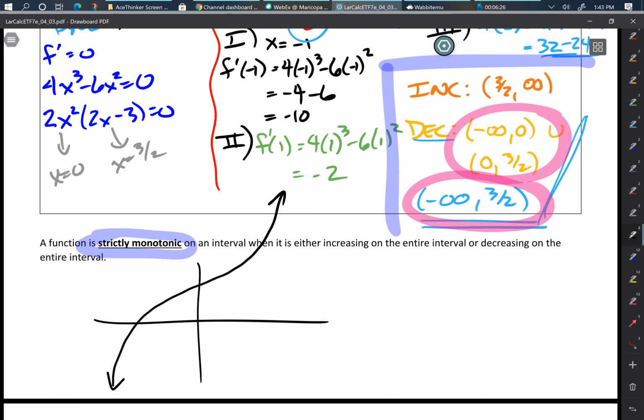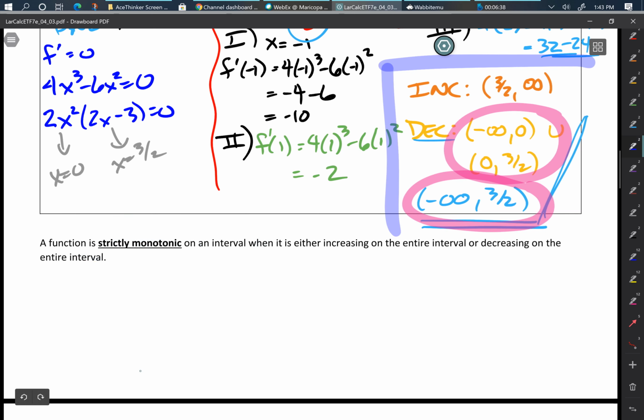Okay? Or if you had a function that was always decreasing, then you could say it's strictly monotonic because strictly monotonic is just a fancy way of saying on the interval that we care about, that entire interval only has one behavior. Okay? Now be careful with this one because sometimes they can do tricky things like this.